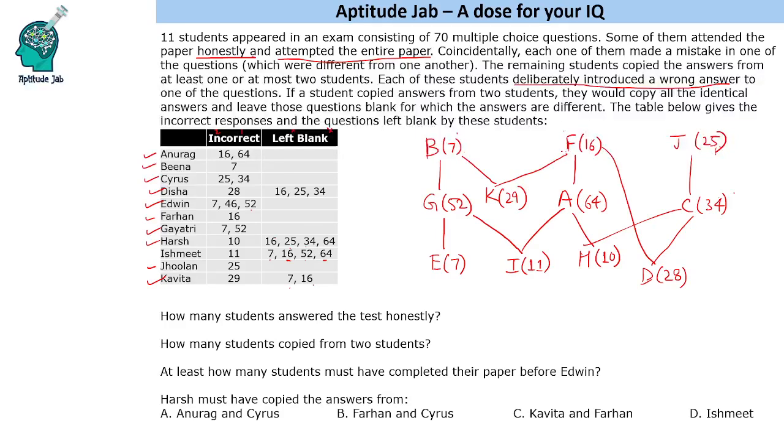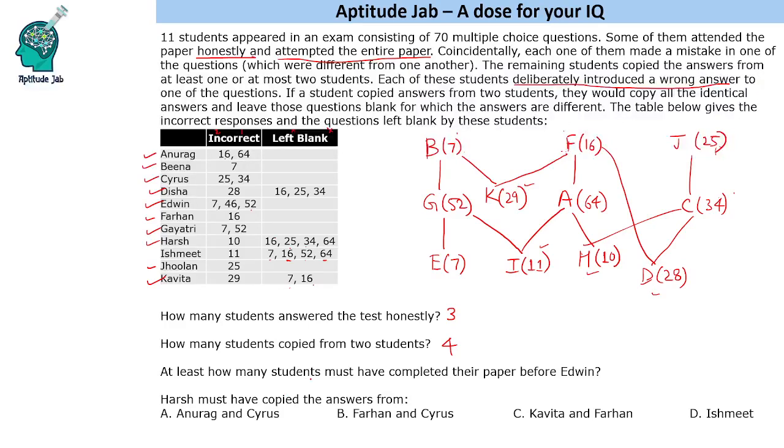Now we can answer these questions. How many students answered the test honestly? It is very easy to figure out that there are 3 students who answered it honestly. How many students copied from 2 students? One is this, second person is this, third person, fourth person. So there are exactly 4 persons who copied from 2 students.